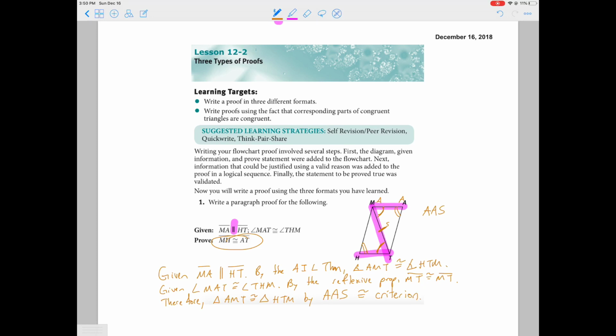That's it for proving the congruence. Then we need to say by the definition of congruent triangles, we would know all corresponding parts are congruent, and MH and AT are corresponding parts. They are congruent because they are corresponding parts. We actually don't need this part right here, but I thought it would help some people understand it.